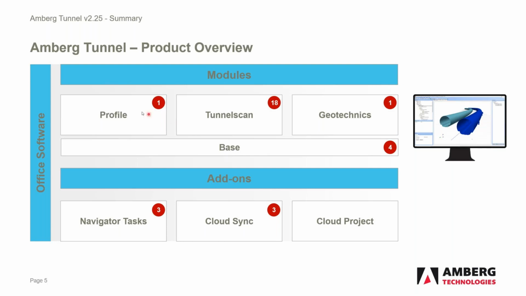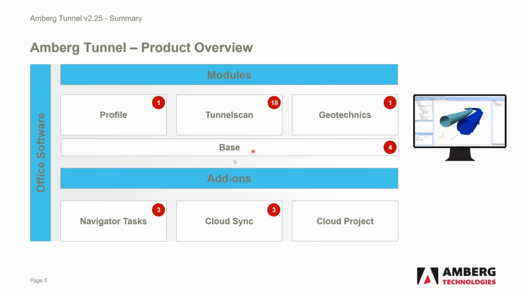On top of that, you have the profile basic or profile plus analysis, tunnel scan basic or tunnel scan plus analysis, and as well geotechnics plus or basic, which all reside in the same ecosystem called Amberg Tunnel 2.0. Means we have a single source of truth. So all data comes in. If it's a 3D point cloud, a profile, or geotechnical data, they all reside on one base, which is called Amberg Tunnel 2.0.